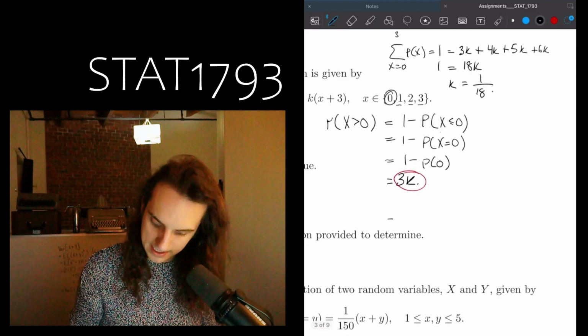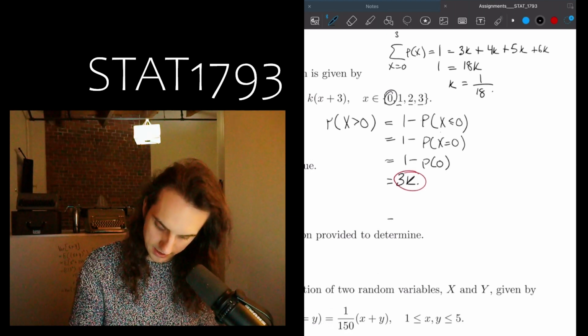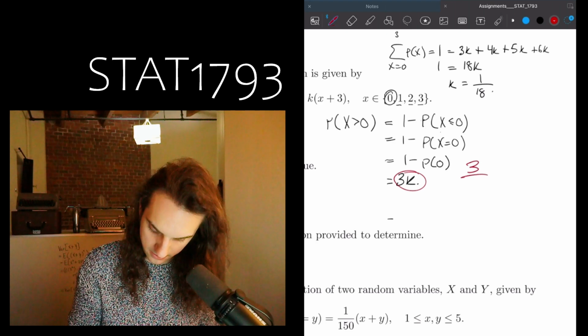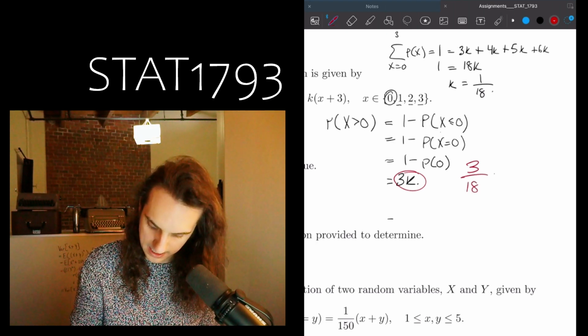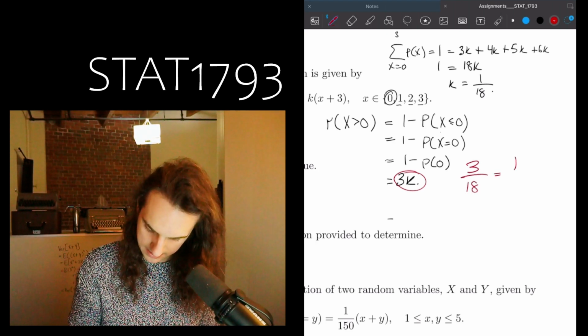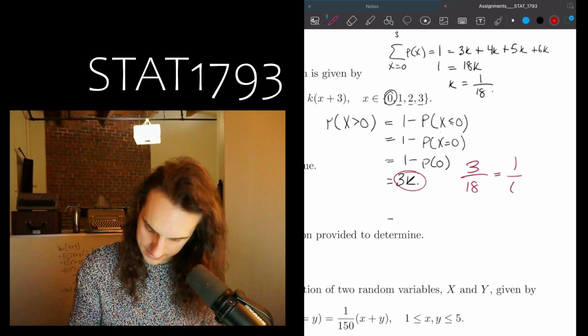And if k is 1 over 18, well then when we plug in here, we're going to get the probability is 3 over 18, right? Because we're taking 3 times k, which is the same thing as saying 1 over 6, right?